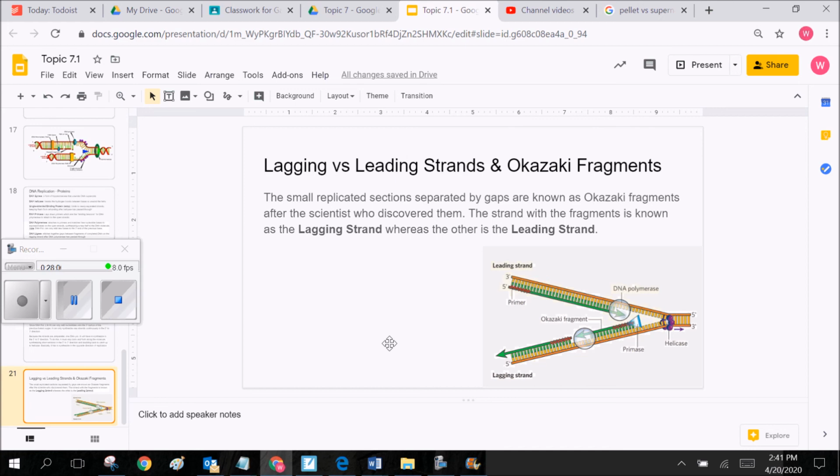Next class, we're going to be learning about transcription. We'll learn about RNA, which is the other type of nucleic acid, and we'll learn about how DNA and RNA are both used in order to make the instructions that will eventually lead to the creation of proteins.